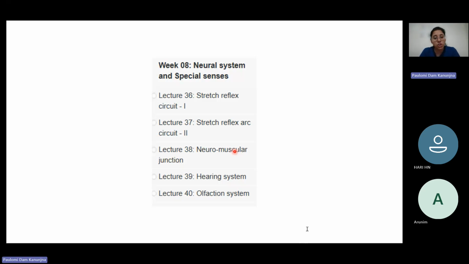Yes, you can please post your doubt in the chat box. I will come to the chat box and I will read and let you know if I can help you with this. So please put your doubt in the chat box, and in the meanwhile I'm just reading the screen slide down. Okay, and the other two systems that we discussed in week 8 were the hearing system and the olfaction system.